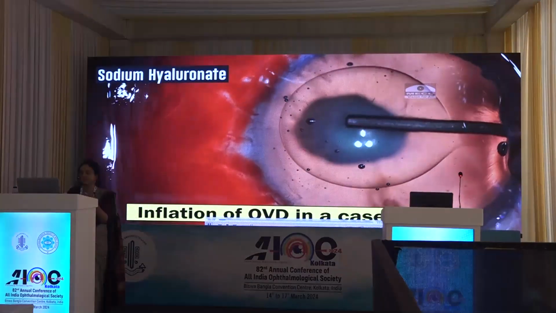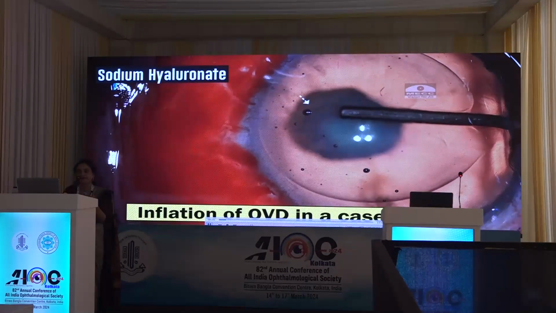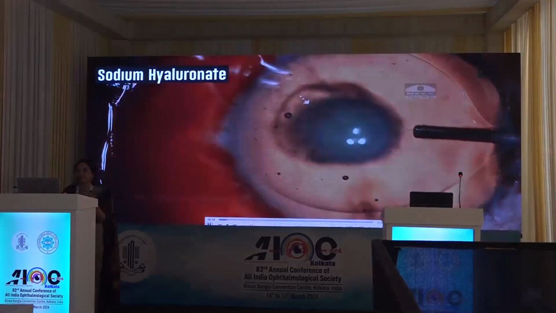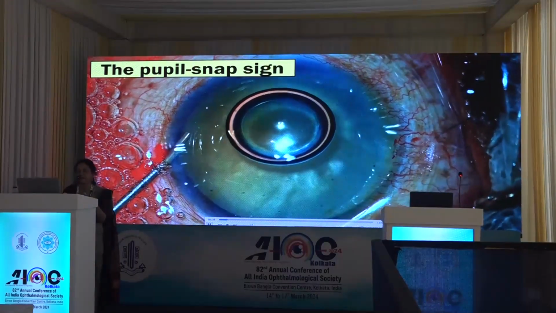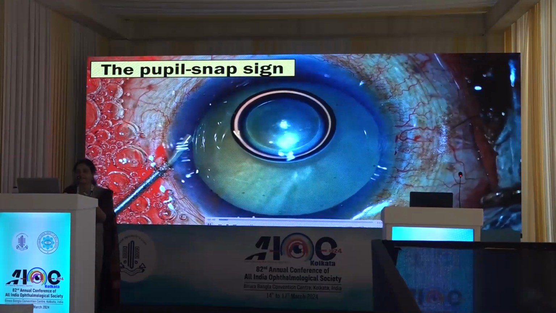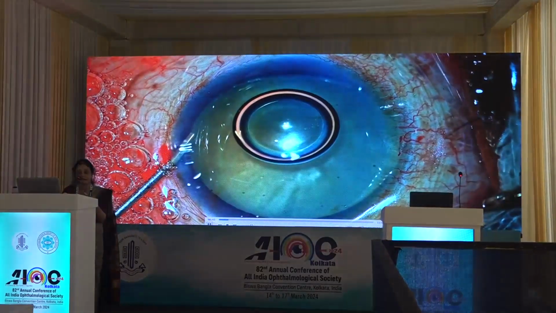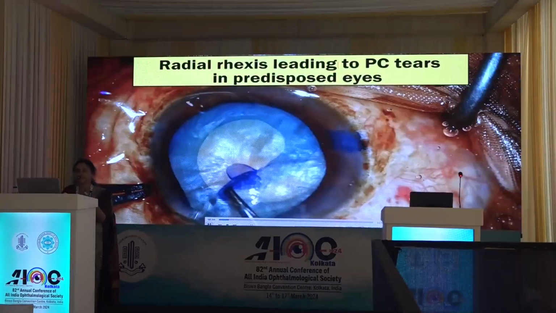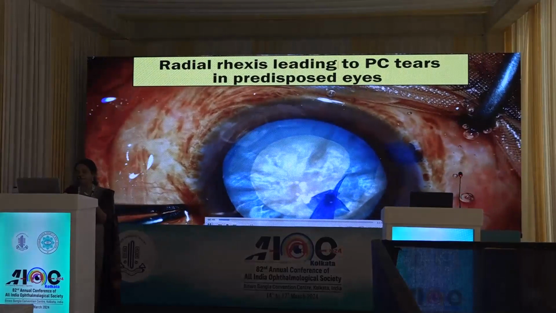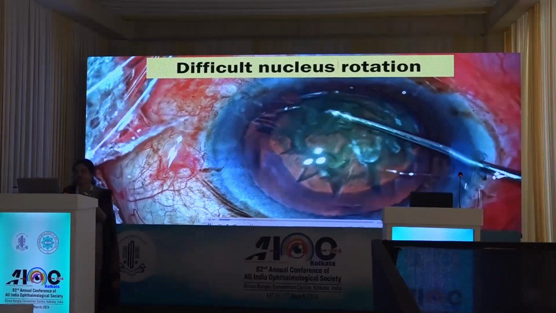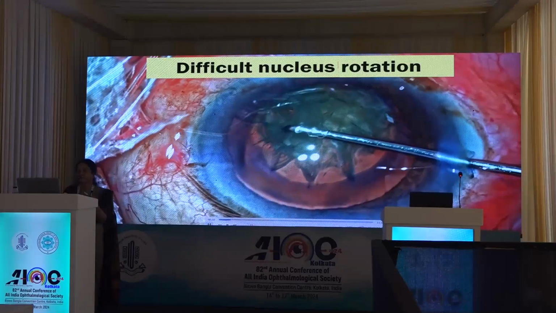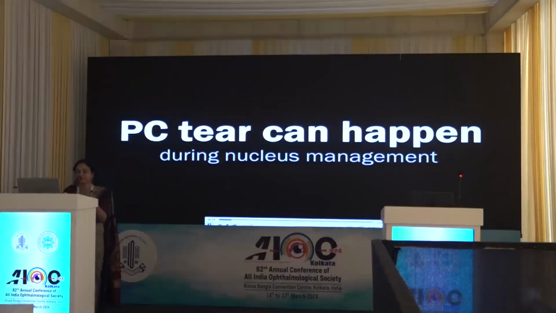So in this case, just viscoelastic is filled in the anterior chamber. You can see the PC dehiscence. A small replay here. And in this case, irrigating BSS, there is this pupillary snap sign. Both the cases underwent vitrectomy and they were managed with IOL implantation. Here, the radial rhexis with a wraparound tear where the PC has been torn, and the beginner's dilemma of a small rhexis and difficult nuclear rotation.